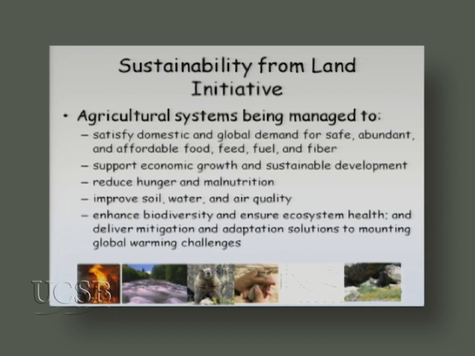So as we look at sustainability, this is an initiative that I've been involved with for the last couple of years. The UN Foundation, the Heinz Center, and a number of other NGOs and private sector communities are joining together to look at how we can achieve better sustainability practices from land production systems. Our goal is to satisfy domestic and global demands, reduce hunger, improve soil quality, water quality, and air quality, and enhance biodiversity as we produce the needed amount of food.